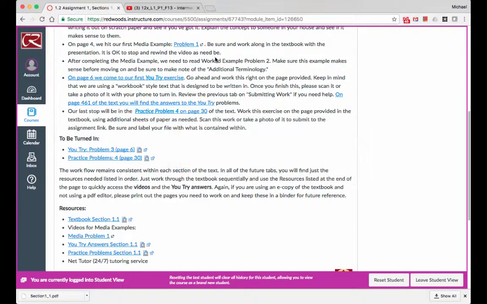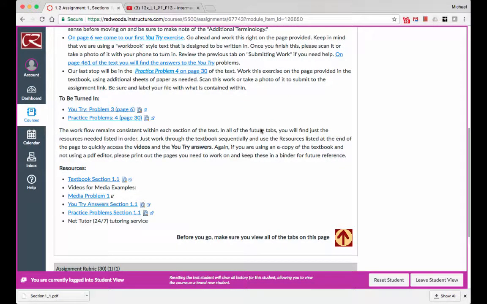Okay, so that's basically the workflow on every one of your problem sets. You're going to be working media problems, reading the worked problems, and then doing the practice problems. And then once you're done with that, you're going to scan those all into a single PDF document, and you're going to put those up for me.